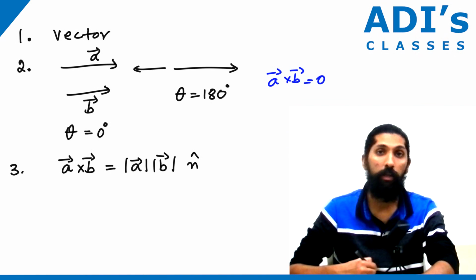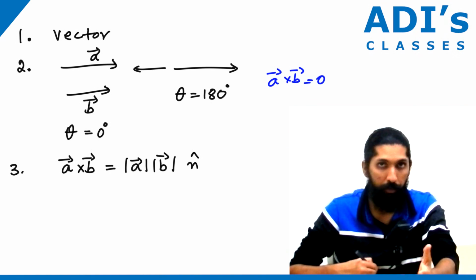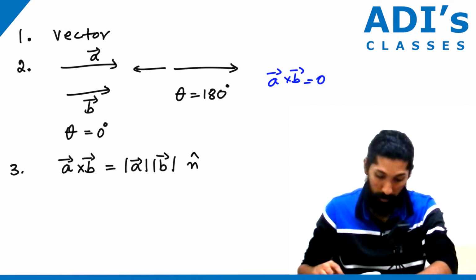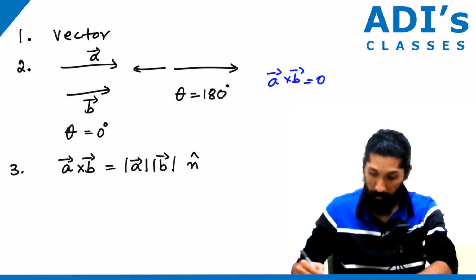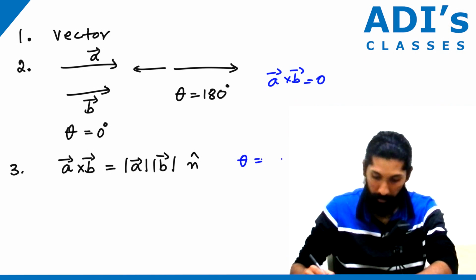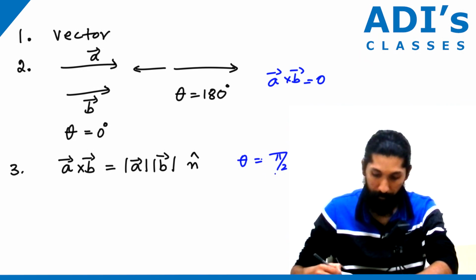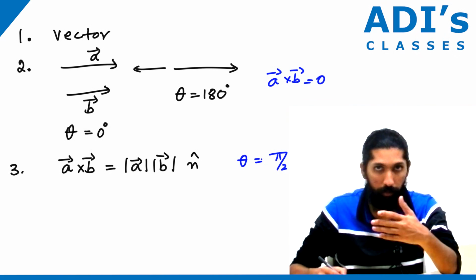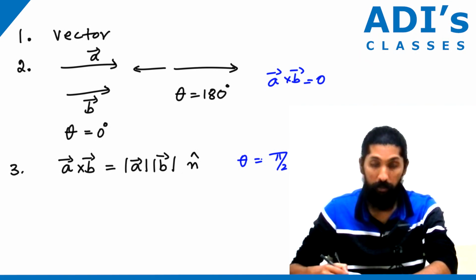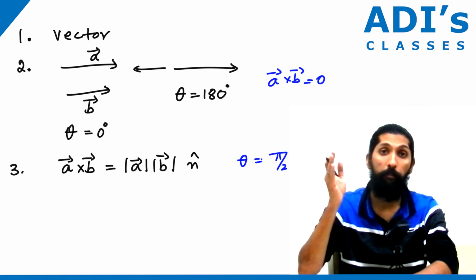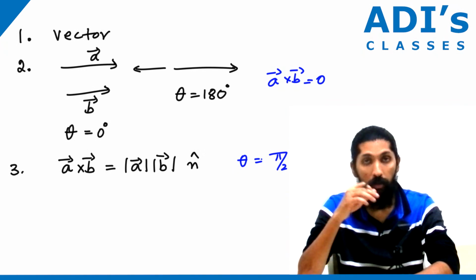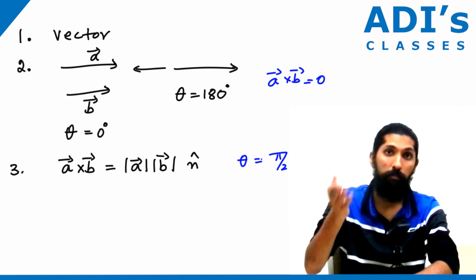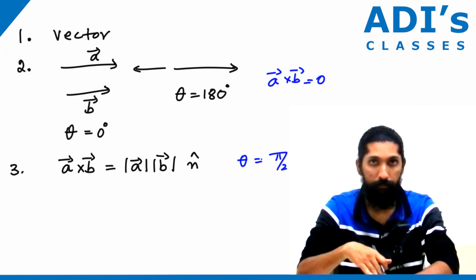We can't just write mod A into mod B, not like a scalar product. We have to have that n cap character. Fine? So mod of A, this is when theta is equal to 90, or you can say pi by 2. Okay, in the second case, when theta is 0 or 180, it's going to be 0. Here, when the theta is pi by 2, we have the maximum value. Suppose if theta becomes 3 pi by 2, then you will have maximum, but in the opposite direction.